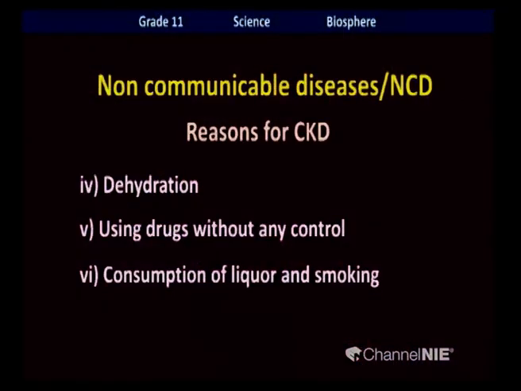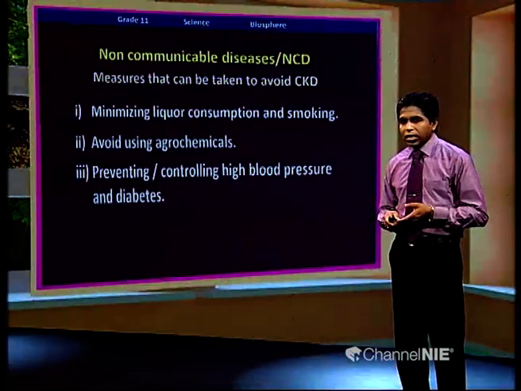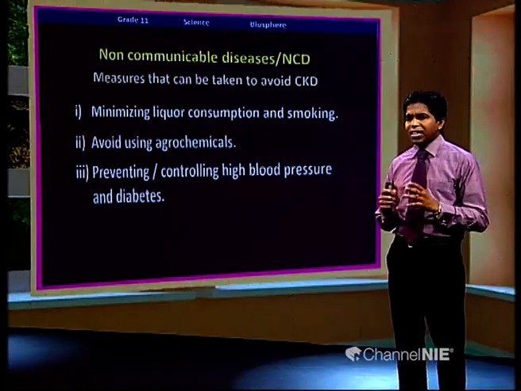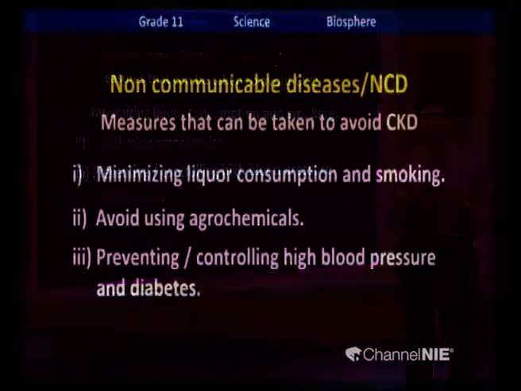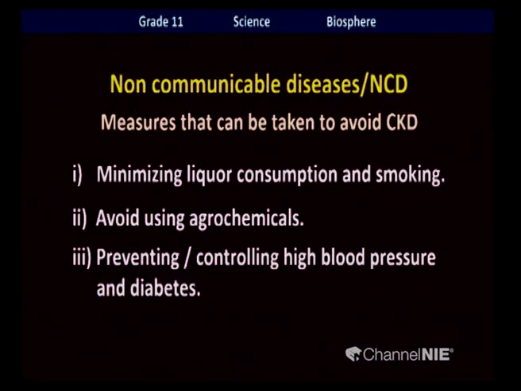Consumption of liquor and smoking affects not only the kidney, but also your liver, your lungs, and all the organs. Next, measures that can be taken to avoid this. How to prevent CKD? Number 1, minimizing liquor consumption and smoking. Number 2, avoid using agrochemicals.